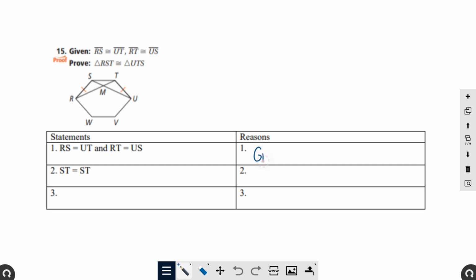All right, statement 1. What's the reason? Given. The first reason there is given. RS is equal to UT. And then it says RT is equal to US. Notice it's not marked in the picture because the 2 triangles overlap. So we might have to draw them separately in just a minute, and we'll do that to help us with the last part. All right, ST is equal to ST, reflexive property.